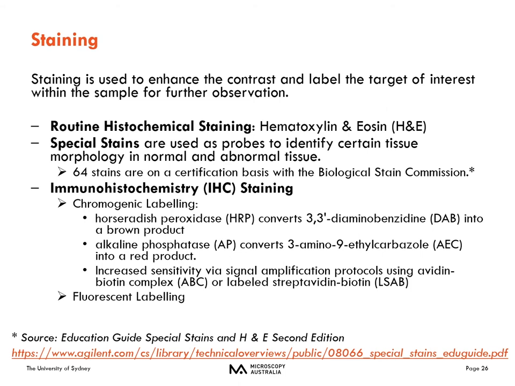Immunohistochemistry staining includes chromogenic labeling and fluorescent labeling. The most commonly used enzymes for chromogenic labeling are horseradish peroxidase, HRP, which converts DAB into brown products, while alkaline phosphatase converts AEC into a red product.